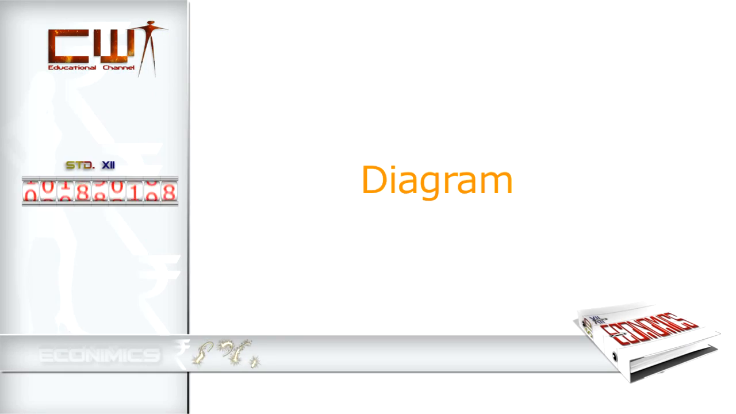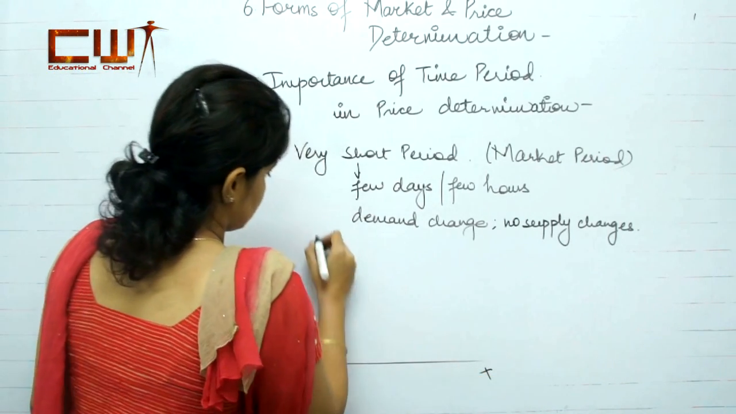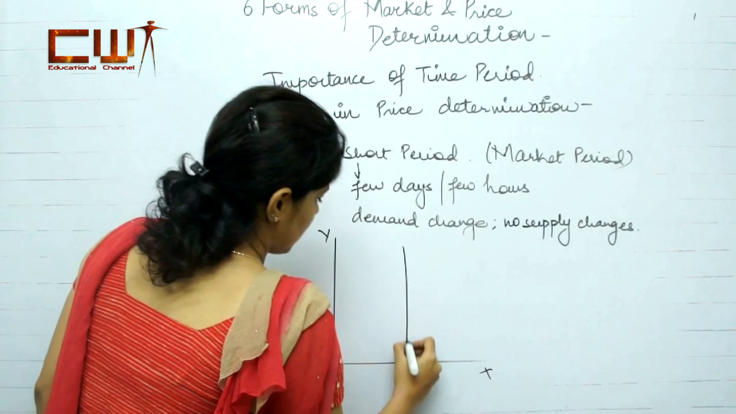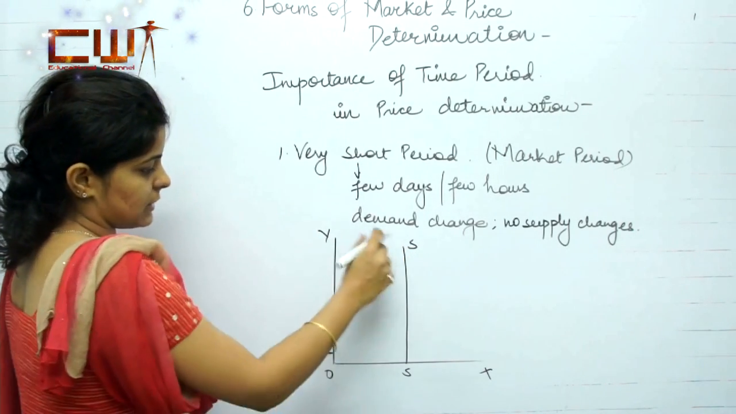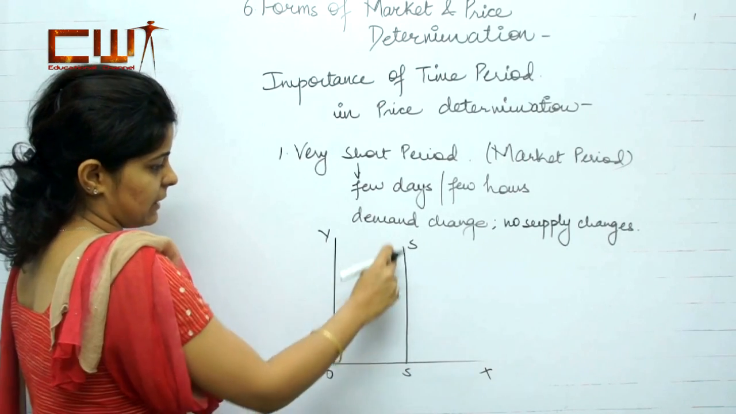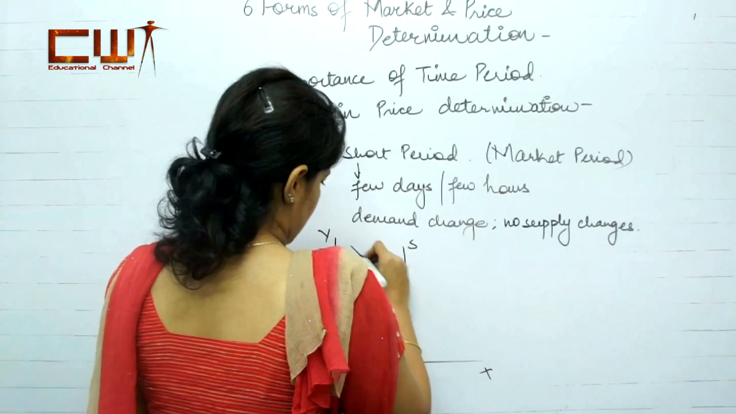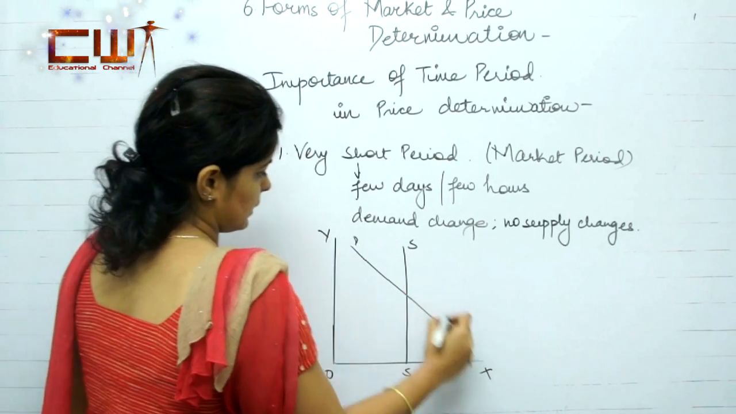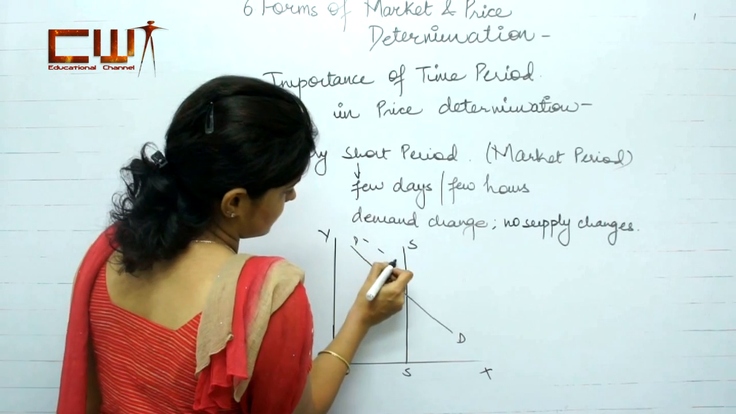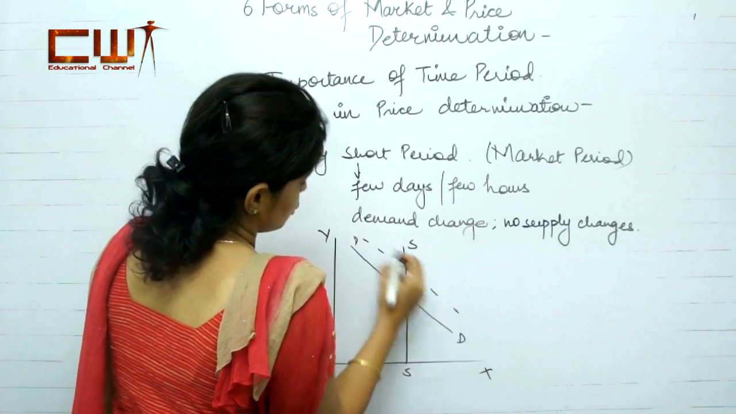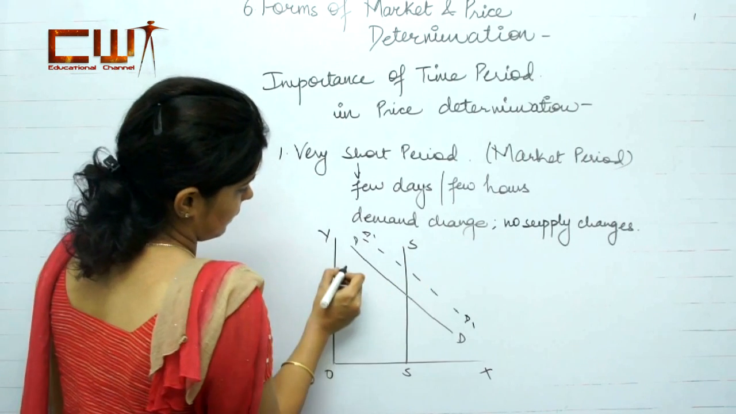Let's make the diagram. This is the OX axis, this is the OY axis. The supply curve is parallel to the OY axis because there is no change. So it is parallel. This shows inelasticity and no change. Now you have the demand curve. This is the DD demand curve. If the demand is increasing, it shifts towards the right. So this is D1. This shows increase in demand.